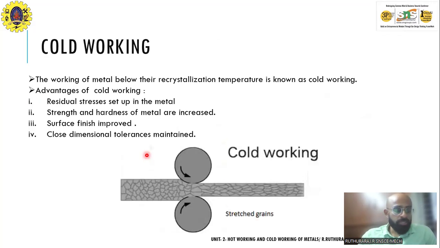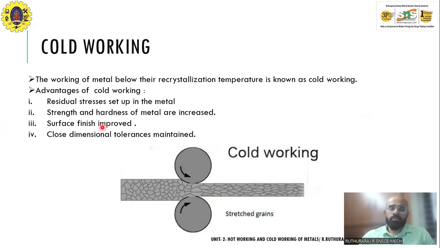The next type of metalworking is called cold working. Here, this is done below the recrystallization temperature. Since the metalworking is done below the recrystallization temperature, no new grains are formed. Rather than new grains being formed, existing grains are elongated. This also gives some advantages. The major advantage here is that the surface finish is improved and close dimensional tolerance can be obtained. That's the advantage of this cold working process.